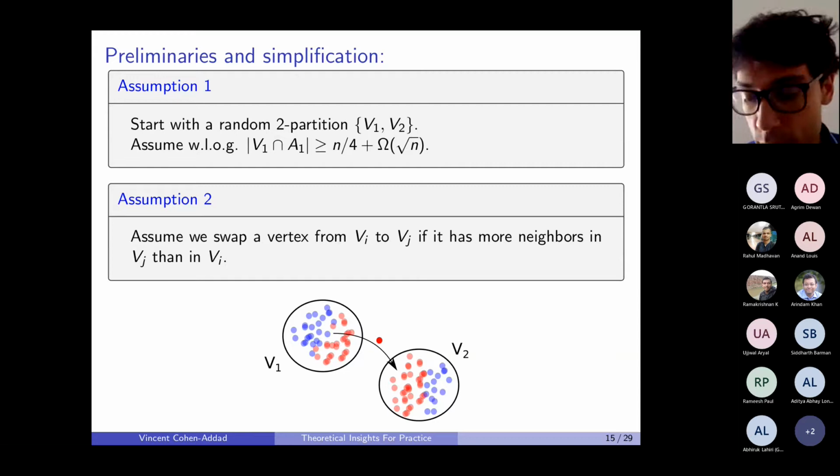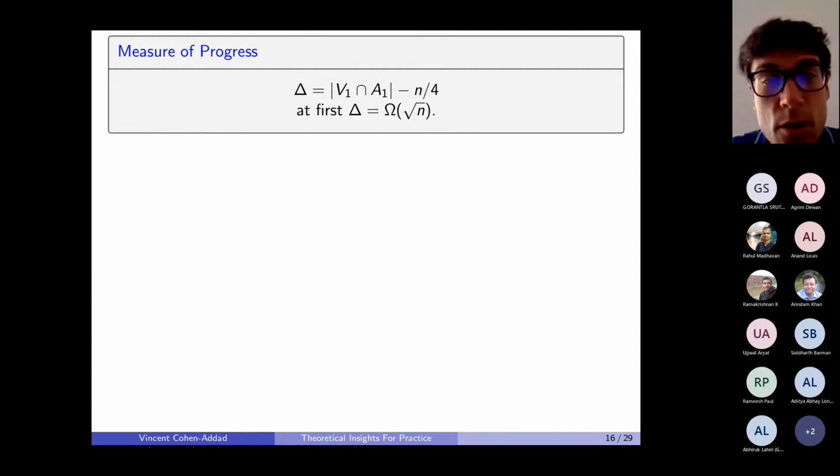Okay, and we want to measure the progress done by the algorithm. For this, we have this value delta, which we call the imbalance. A1 has size n over 2. So the intersection of V1 and A1 is just how much more than half of the cluster belongs to A1. Half of the cluster V1 is n over 4. What we want to compute here is how much more than half of the cluster we have. And as we said at first, we have only root n extra vertices of A1 on top of the half of the cluster.